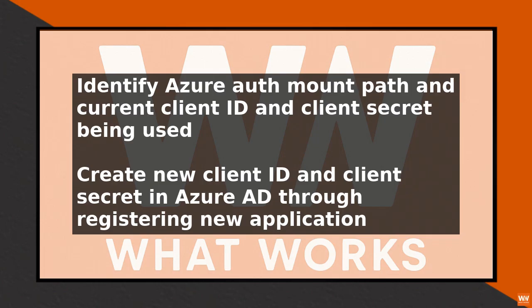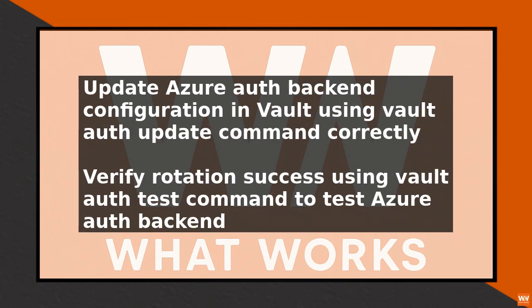Best practices dictate that you should rotate your Vault Azure Auth credentials regularly, ideally every 90 days. This ensures that even if a credential is compromised, its validity is limited. Additionally, always follow the principle of least privilege when creating new credentials, ensuring they have only the necessary permissions to function. In conclusion, rotating Vault Azure Auth is a straightforward process that ensures the security of your Vault environment.